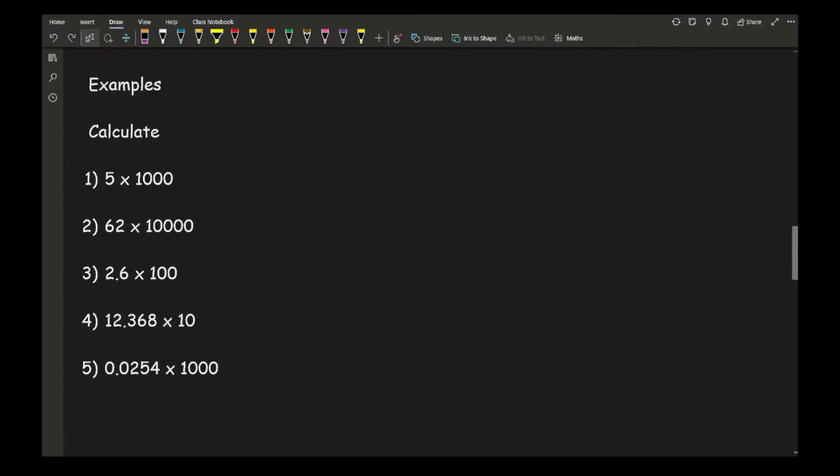So with question 1 here, we've got 5 times 1,000. So what I'm going to do is kind of color code these questions. With question 1, I've got 5, and so my decimal point is here. And I'm going to move the decimal point 3 places because I've got 3 zeros. So I've got 1, 2, 3. So my decimal point is now going to go here. And what I do is fill all these empty loops with zeros, giving me a final answer of 5,000.